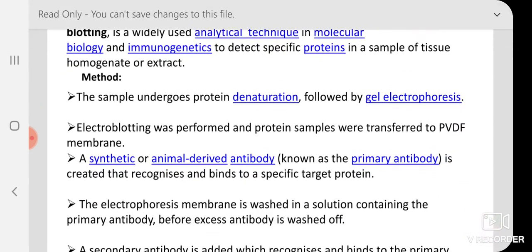The samples need to undergo protein denaturation followed by gel electrophoresis. Let me elaborate this step. You need to extract the protein sample from the source. The source could be a bacterial cell, a cell line, or tissue. So you need to homogenize, lyse the cell and extract the protein. And you need to estimate the protein by using a UV spectrophotometer. And then you have to run the protein in SDS-PAGE.